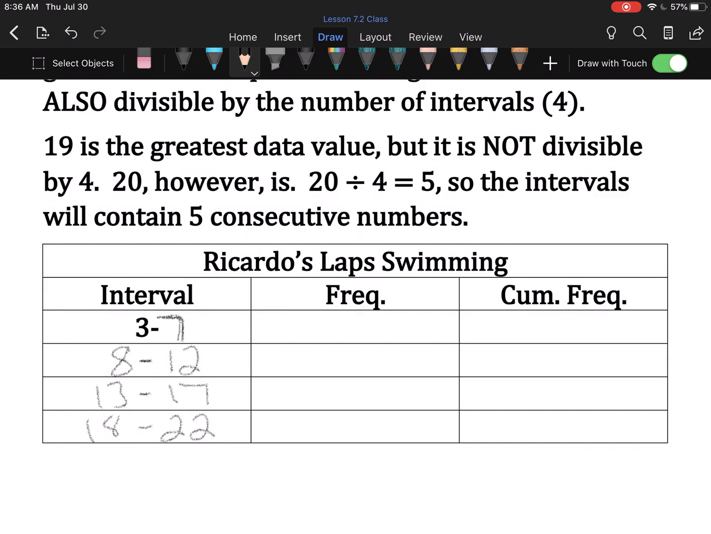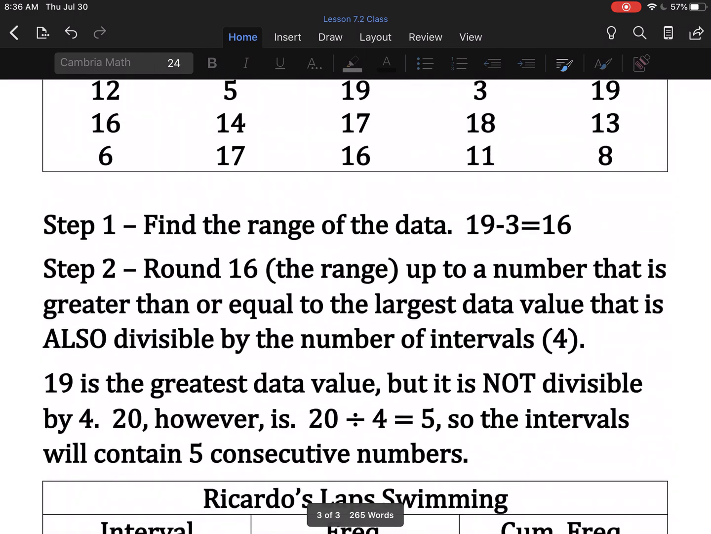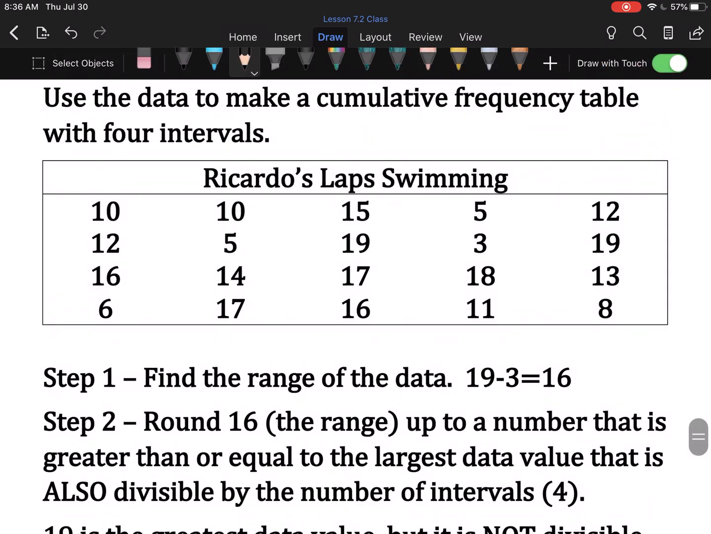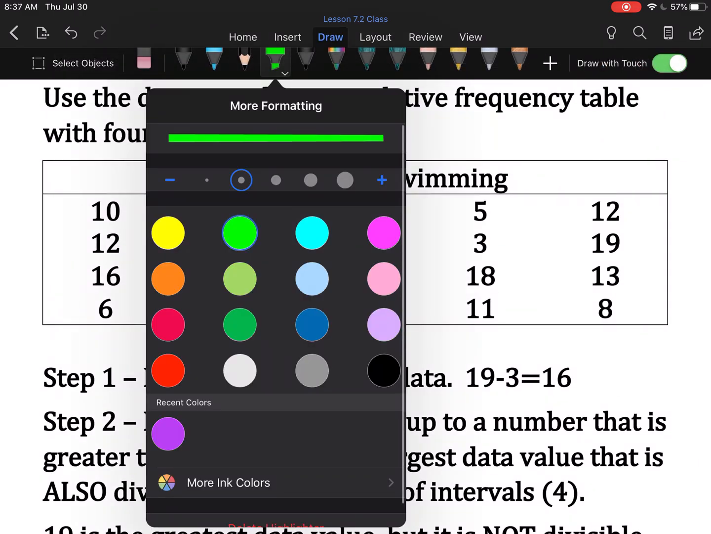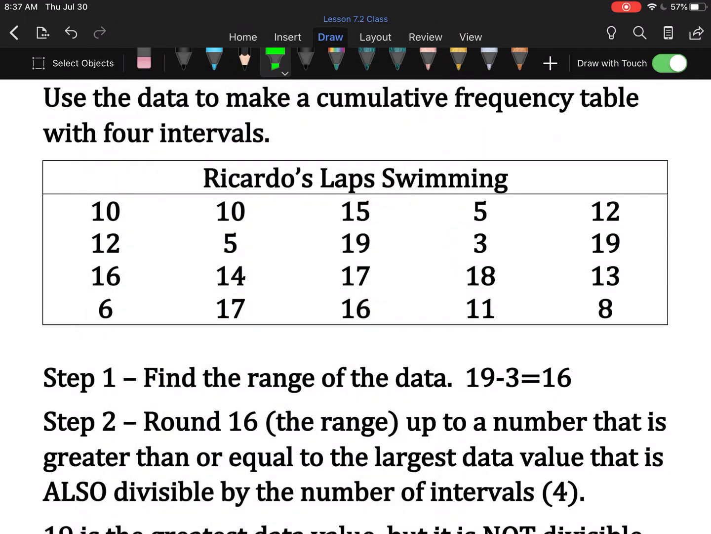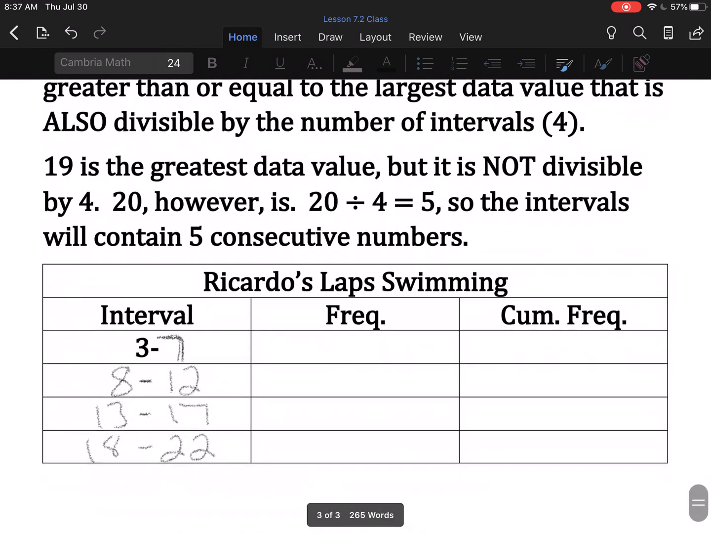Frequency now. So how many numbers in this chart are between 3 and 7, including 3 and 7? Well, we just got to go find them. No, no, no, yes, no, no, yes, no, yes. No, no, no, no, no, no, yes, no, no, no, no. So there are 4 numbers between 3 and 7.